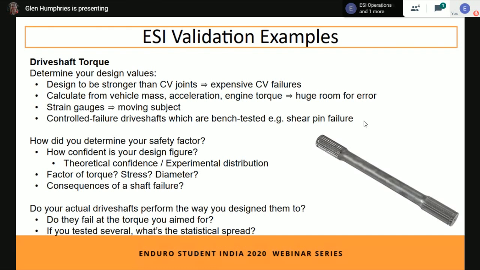All right. Safety factor. You know how much torque it's actually going to see. What's the safety factor you put on it? How confident is your design figure? So if you got it from theoretical calculations, how confident is that theory? How confident are the numbers that feed into that? If you got your figure from experimental testing, what was the statistical distribution of that?